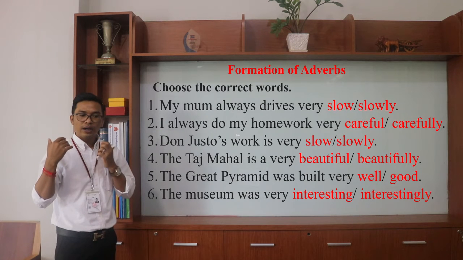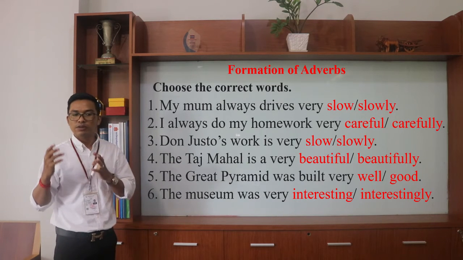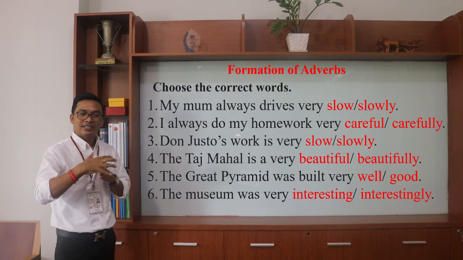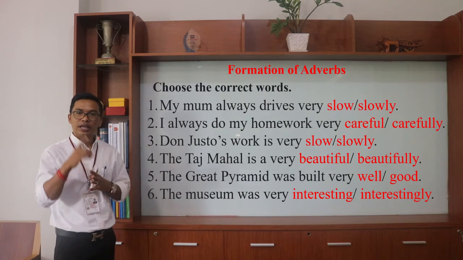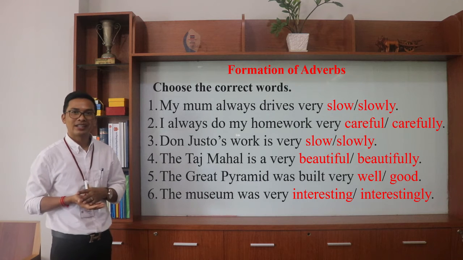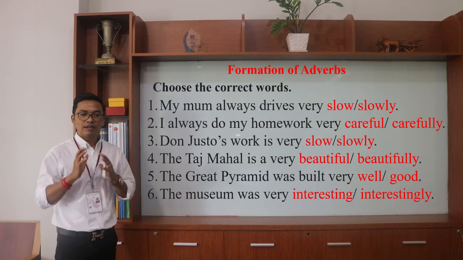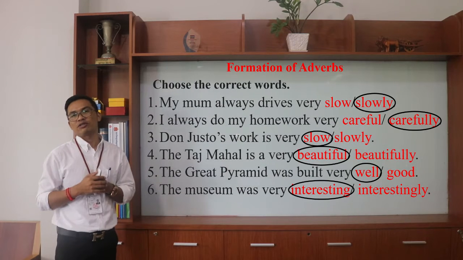And number five here, the Great Pyramid was built very well or very good. So here is a verb, build, and we need an adverb. The adverb is well, right? So built very well. The last one, the museum was very interesting or interestingly.